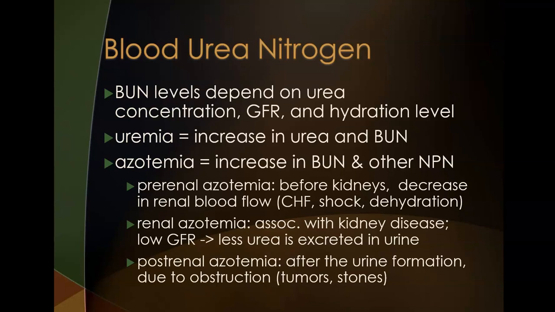Renal azotemia is associated with kidney disease, so the kidneys aren't working right. That's why it's called renal. You have a low glomerular filtration rate, so less urea is excreted in the urine, and therefore more is accumulating in the blood. And then in post-renal azotemia, it's after urine formation, so it's usually due to obstruction. Like we saw a few slides ago, tumors and stones and stuff like that.